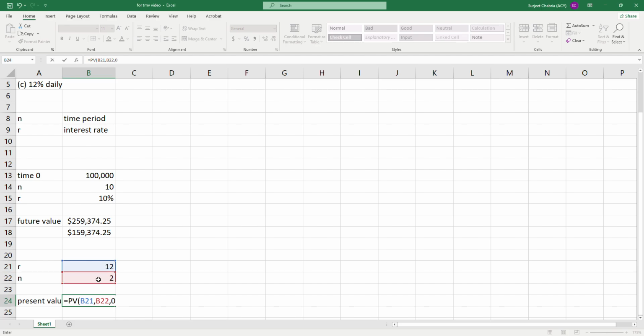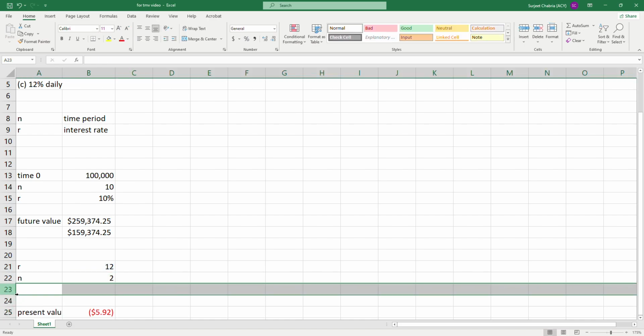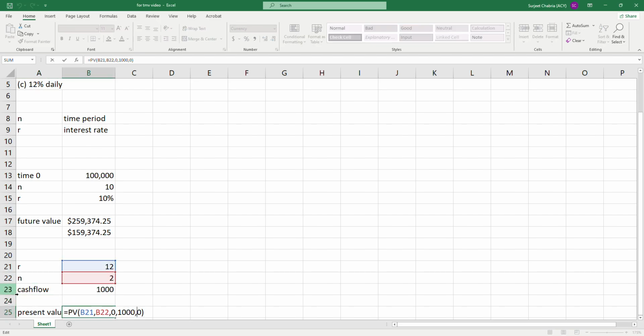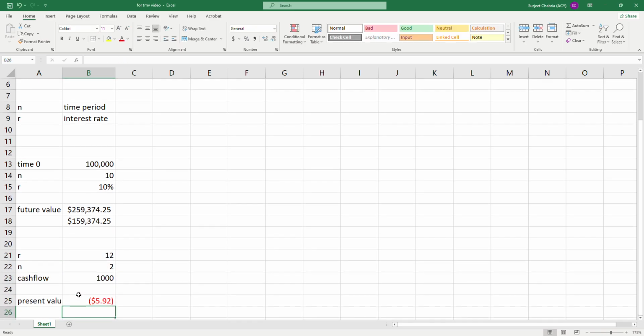PMT is again 0, and I will receive $1,000 down the road, and then again assume that it is at end of the period rather than ordinary annuity, right? So let's put in more columns here. Money received later, or cash flow, we just call it cash flow, is 1,000, so that we can actually link the cells in here. So we can make this 1,000 and change this to 12% actually.